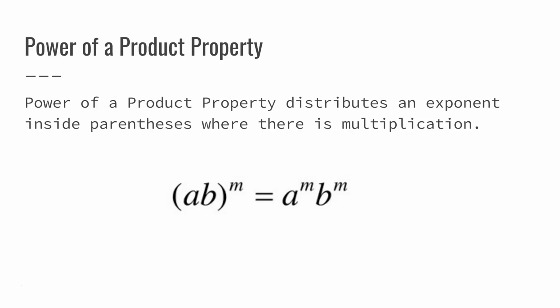Power of a product property says, all right, whenever you're multiplying, keyword product, whenever you're multiplying your bases together and you have an exponent on the outside or a power on the outside, you just go ahead and distribute that on in, give it to both the A and the B. So everything inside the parentheses has to be given that exponent.